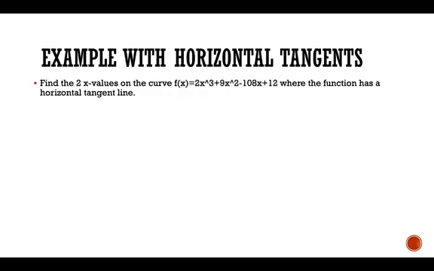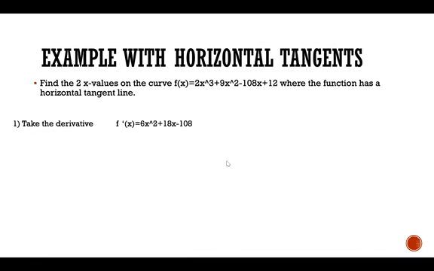So this question is asking us to find the two x values on the curve f of x equals 2x cubed plus 9x squared minus 108x plus 12, where the function has a horizontal tangent line. Okay, so we automatically know there's going to be two horizontal tangent lines because it tells us that. But if we didn't know that, then I will go into that later in explanation. Okay, so the first step here is to just take the derivative, right? Because how are we going to know where horizontal tangent lines are without first taking the derivative? Because horizontal tangent lines occur where the derivative is equal to 0, right? So let's first do that.